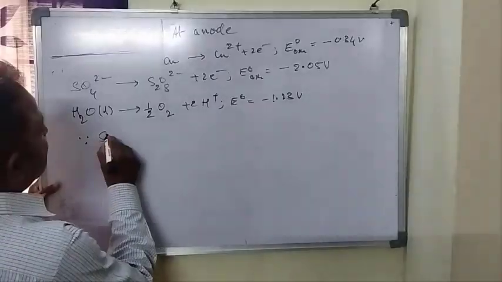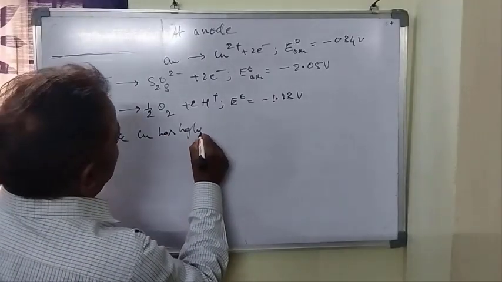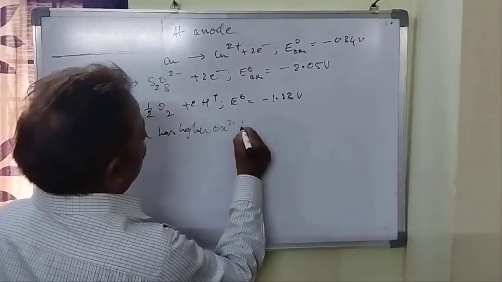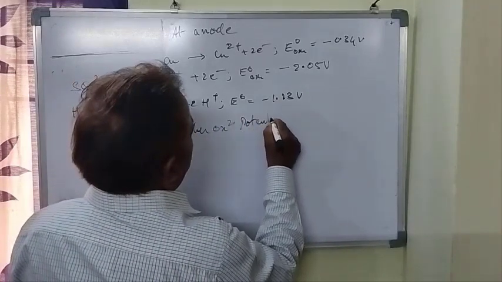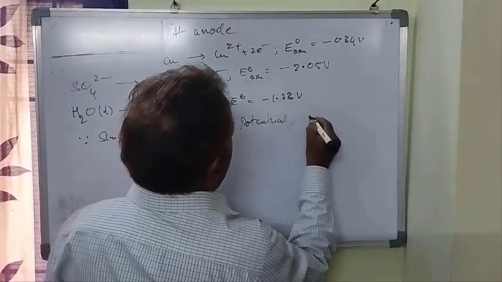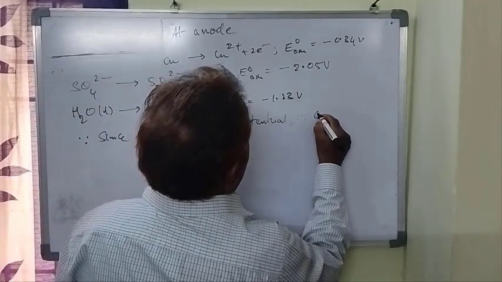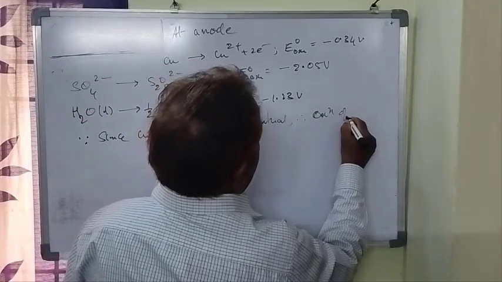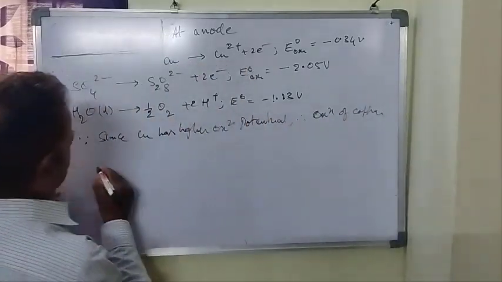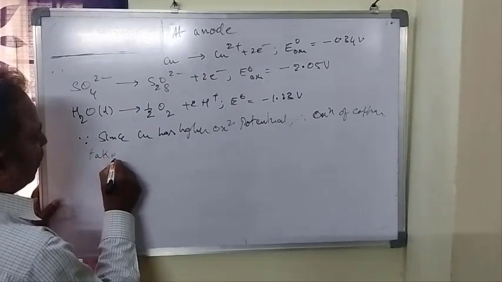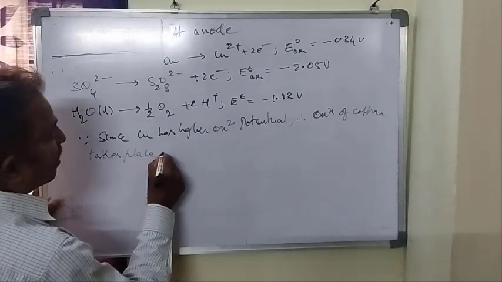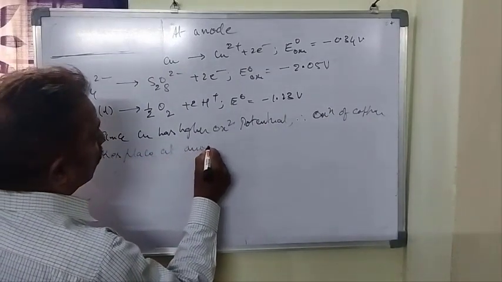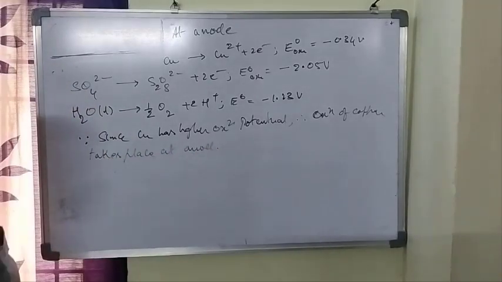So here, in all these three possibilities, copper has the higher oxidation potential. Therefore, oxidation of copper takes place at the anode.